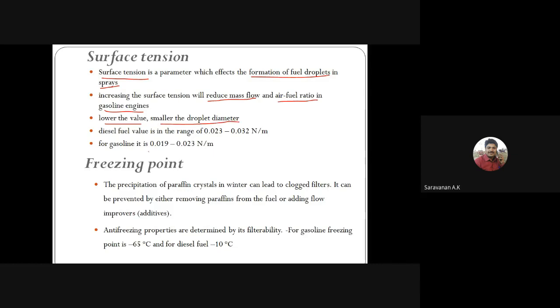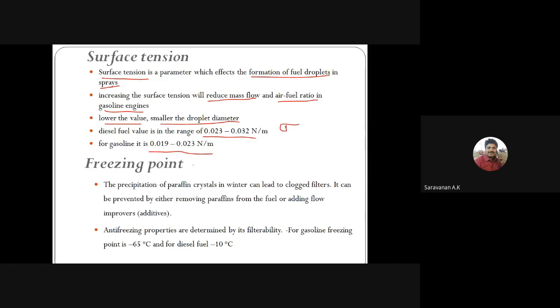For gasoline it may be around 0.19 to 0.23 Newton per meter, and for diesel fuels it may be around 0.0232 to 0.032, which is represented by rho.